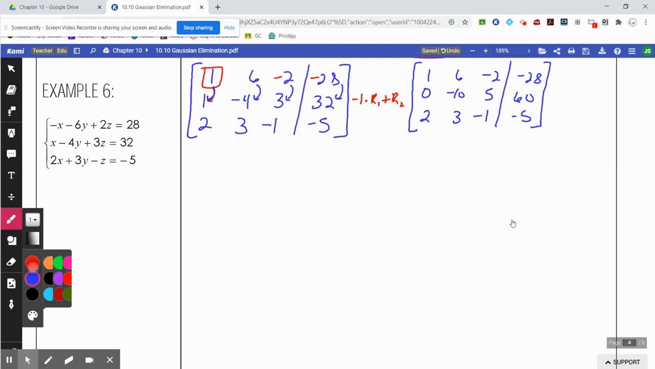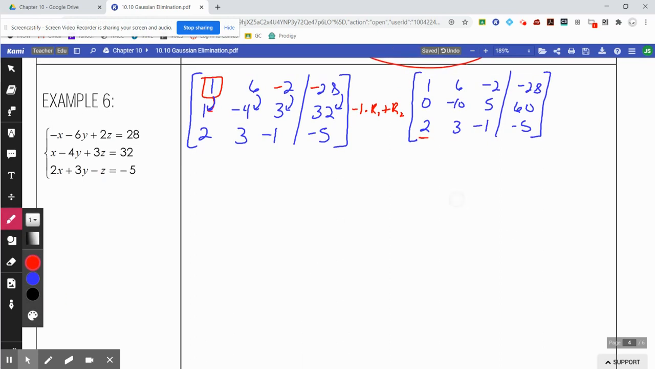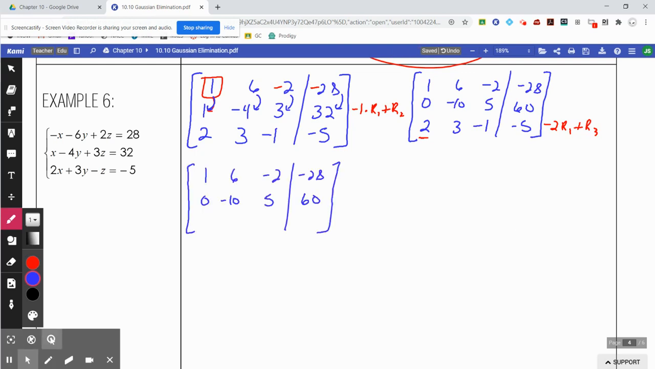We now need to zero out this number. So we need to add -2 to it to zero out. So let's do -2 times our first row, and let's add it to our third row. Rows 1 and 2 do not change. And now let's perform our operation on the third row. Multiply by -2 and add. Multiply by -2 and add.